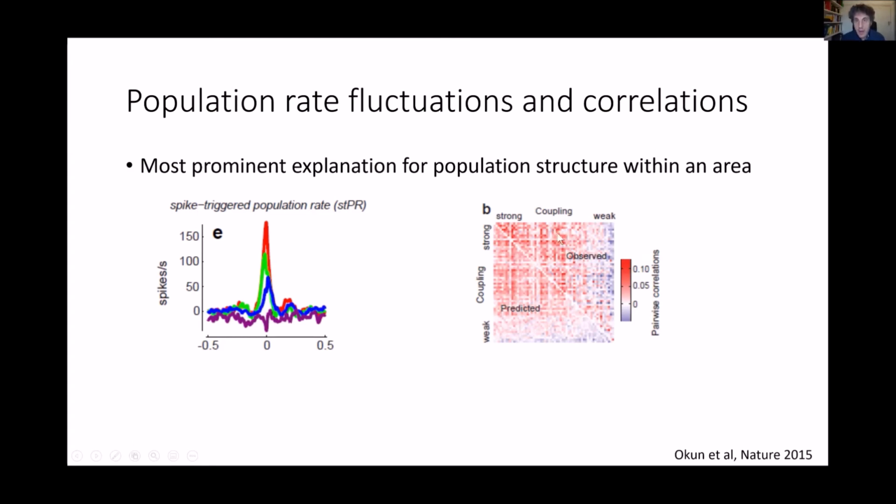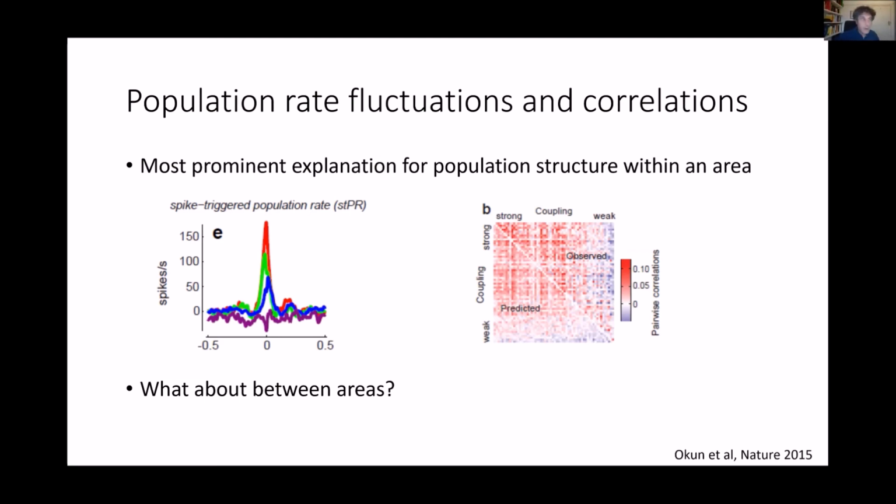So what we're seeing on the top is the correlation between every pair of cells in a simultaneous recording. And at the bottom is what you would predict if the only thing you knew was the population rate and individual cells coupling to it. So the first thing you have to look at is the population rate if you're trying to understand the structure in a population. Okay, so what about correlations between areas?